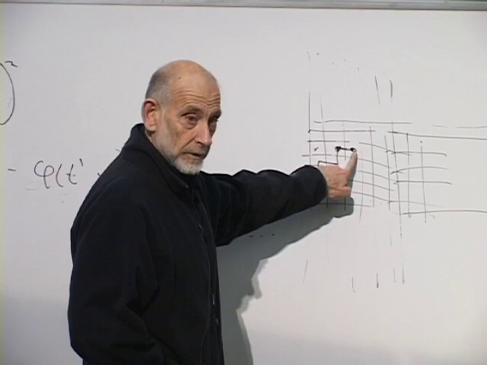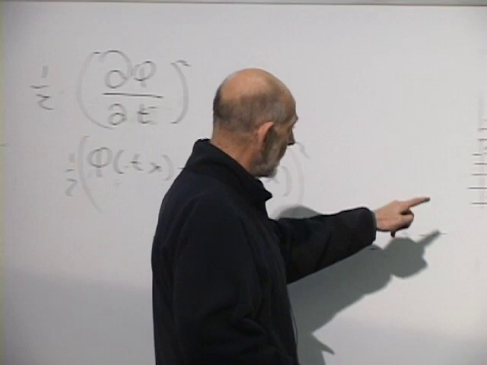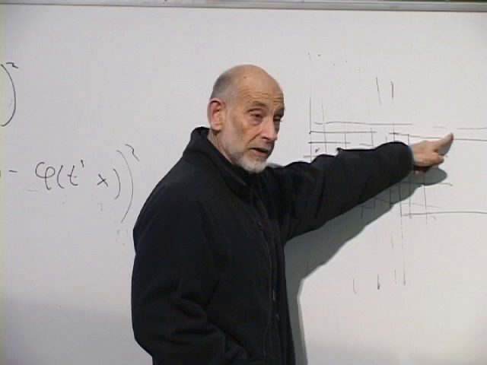So endpoints like this, we will simply rule out unless they correspond to a specific instruction to put a particle in at this point and take it out. Since we're only putting particles in the initial state and taking them out in the final state, the only endpoints allowed would be on the top and the bottom.